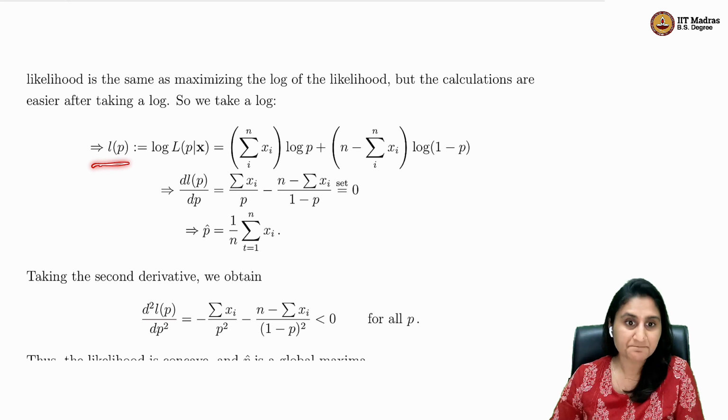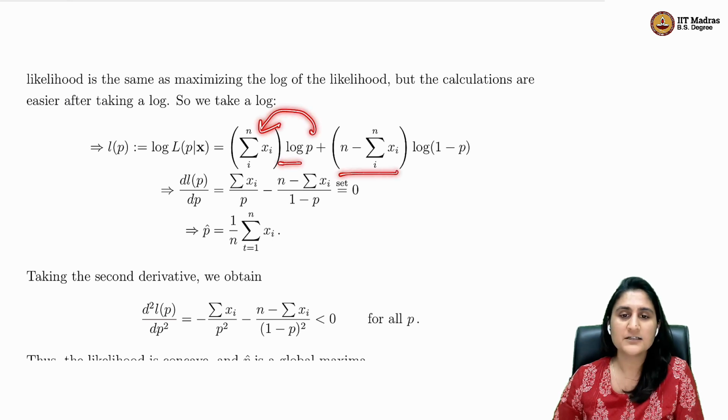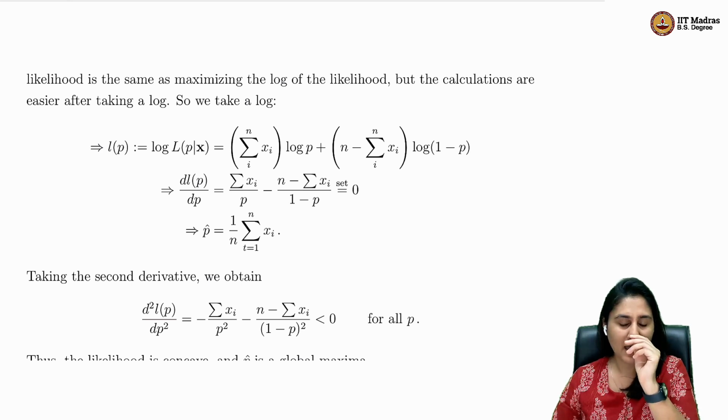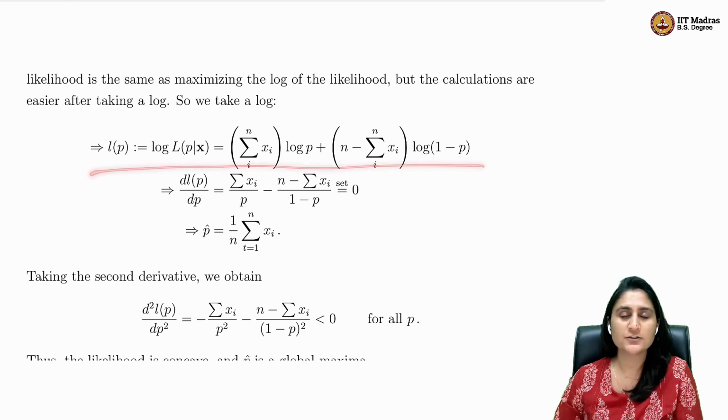So the log likelihood becomes log of capital L of P given x. So I take log. And once I take log, the summation xi power comes over here. I get summation xi times log P. Similarly, I get n minus summation xi times log of 1 minus P. Okay. Now I'm set up. I have my actual log likelihood function.